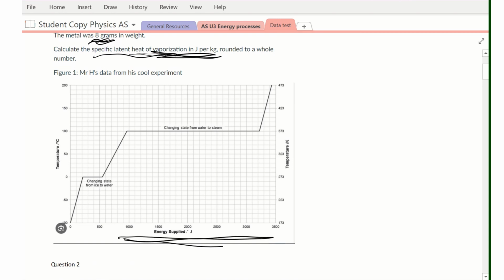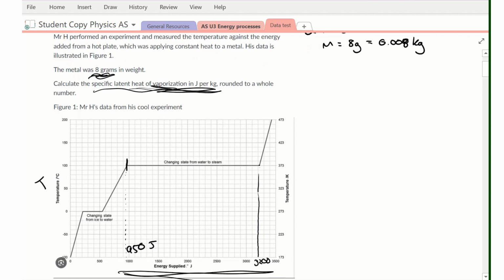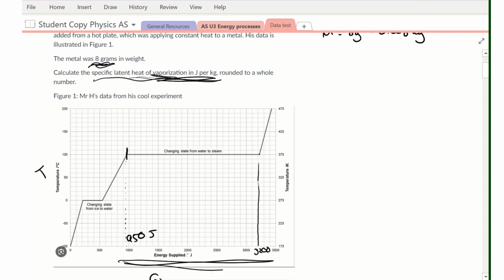Our x-axis, that's energy supplied in joules. The y is temperature, T, this one is Q, so we're going to have to read how much energy from the graph. If I go all the way down from where the latent heat of vaporization starts, right there, that appears to be about 950 joules. If I look at the ends, it's a little bit over that little square here, a bit over 3,200. Maybe it's exactly 3,220. We wouldn't penalize that harshly.